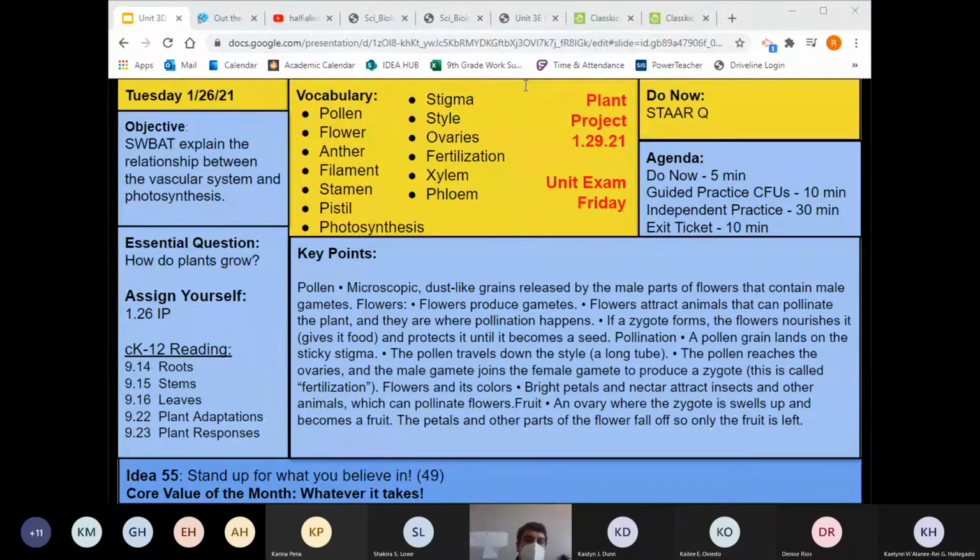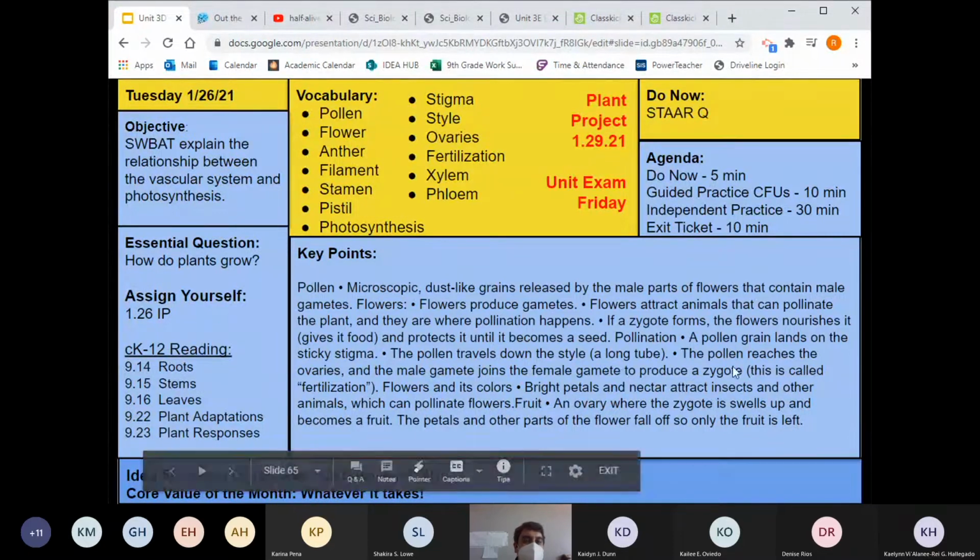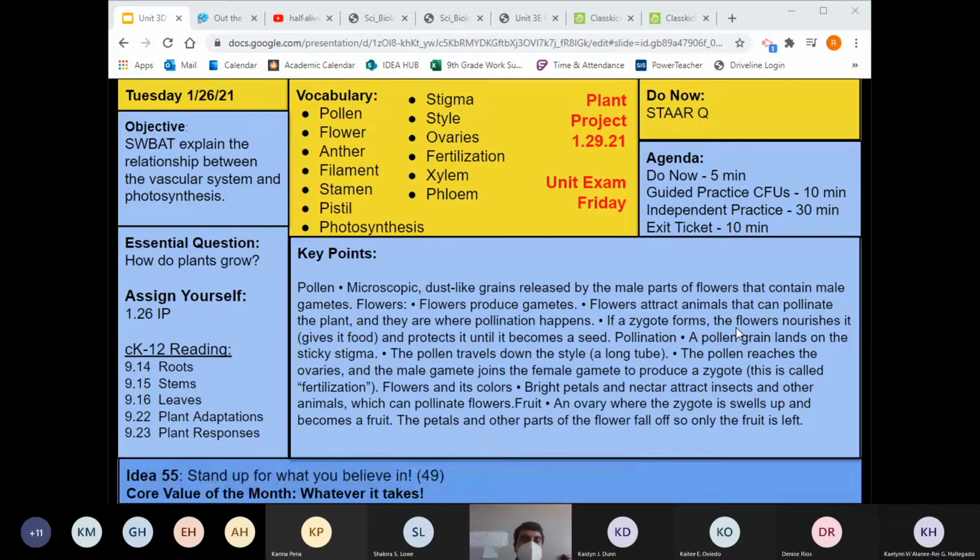But okay, our objective for today, as you can see: students will be able to explain the relationship between the vascular system and photosynthesis. If you've got a second, you can jot that down into your agenda or your planner. It's also going to be in the class cake, so if you don't have time to look at it, it's also going to be there for you. Okay, let's go ahead and jump into our do now.